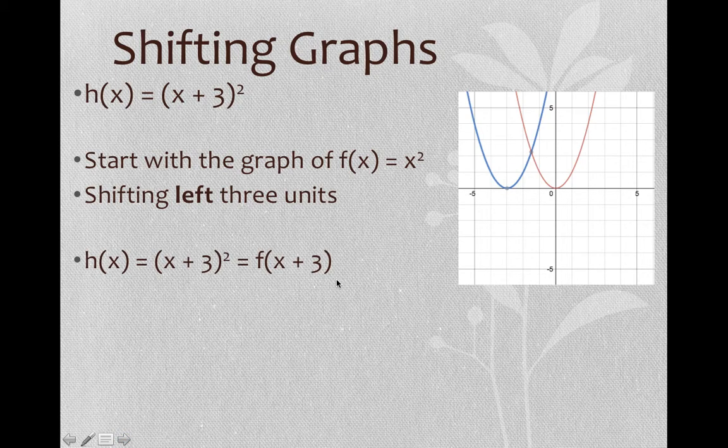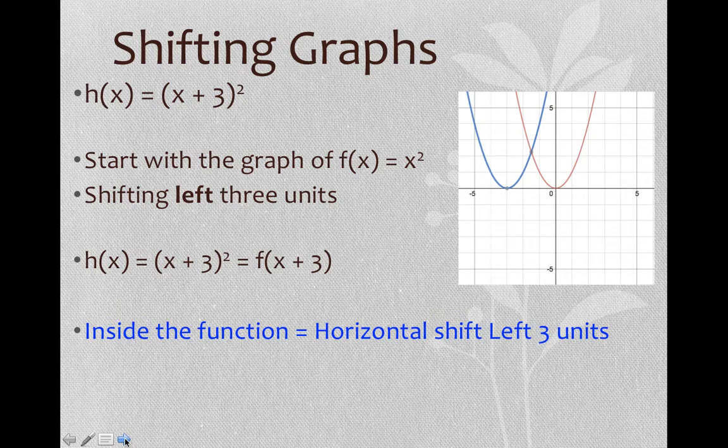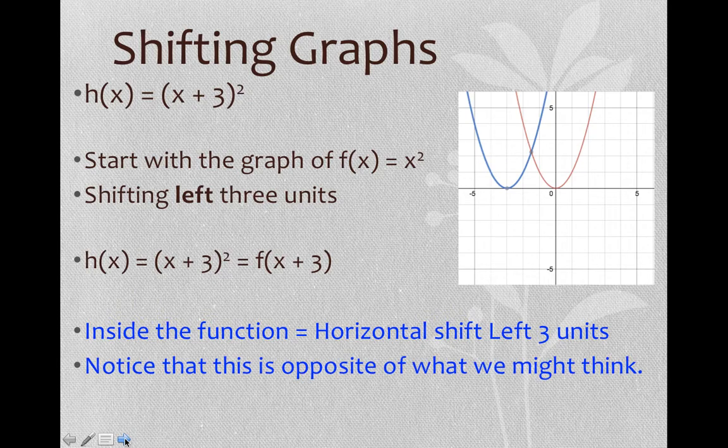Okay, here it is in general form. f of x plus 3. That x plus 3 is now the argument, or the inside of the function. Inside the function is equal to a horizontal shift left 3 units. Notice that this is opposite of what we might think. We might think that x plus 3, that quantity squared, would go to the right 3 units, but it doesn't. It goes to the left.